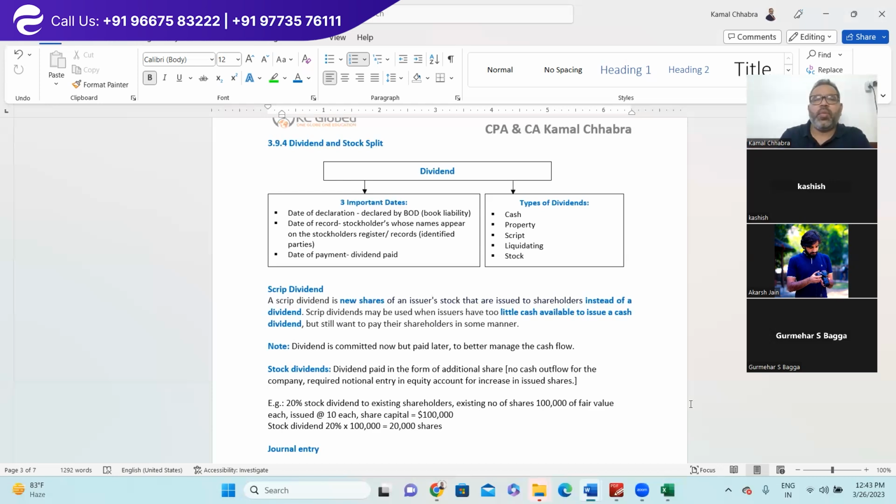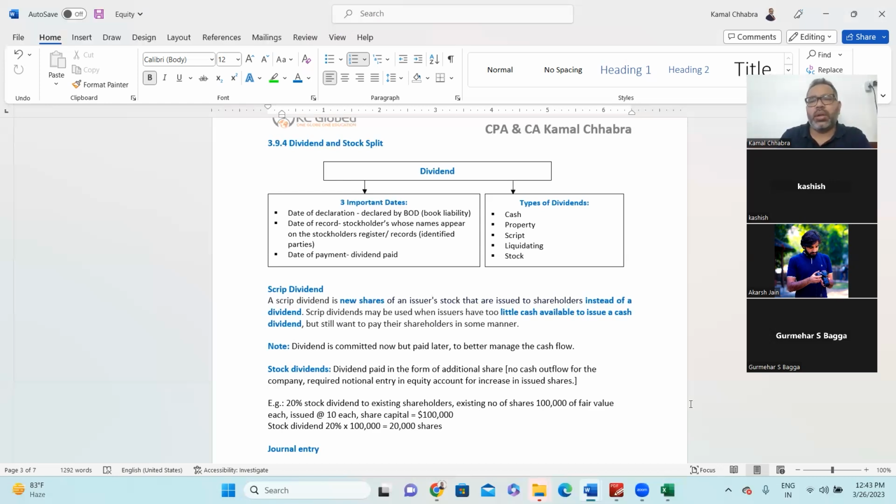That means management has proposed to the board of directors, and once they approve it in a board meeting, then it is called declared. Once it is declared, it is payable. When we pay, then we'll debit dividend payable and credit cash. We are coming to that.